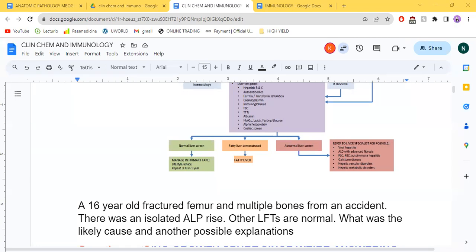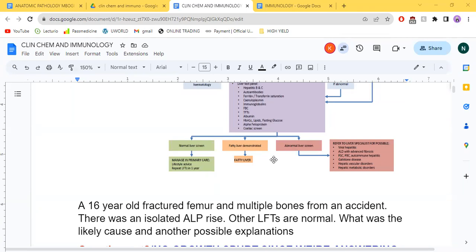I think I'll just go through it. So we have isolated ALP. ALP is usually present in the bone, liver, intestine, placenta, or when there's neoplasia, and it reflects osteoblastic activity predominantly. So from this 16-year-old patient, the isolated ALP rise can show that there's increased osteoblastic activity. Osteoblasts make new bone. So it could reflect bone healing due to increased osteoblastic activity.